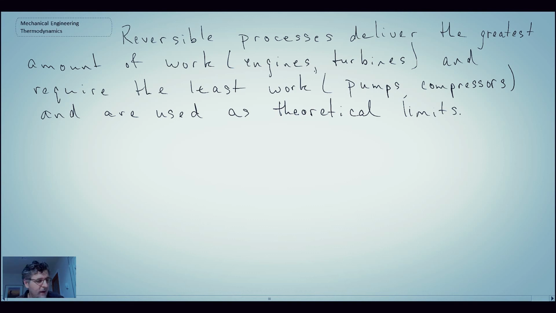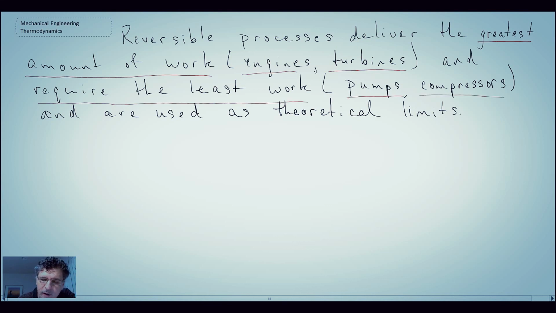So what we find is that reversible processes, what they will do, they deliver the greatest amount of work. So that would be in the case of an engine or a turbine. And also, if we're looking at devices that we're doing work on the fluid, they require the least amount of work. So the case of pumps or compressors. And consequently, they are good things for us to be able to study and look at them as being idealizations that we are trying to achieve, but in reality we cannot, because we always have irreversibilities in any system that we're examining.